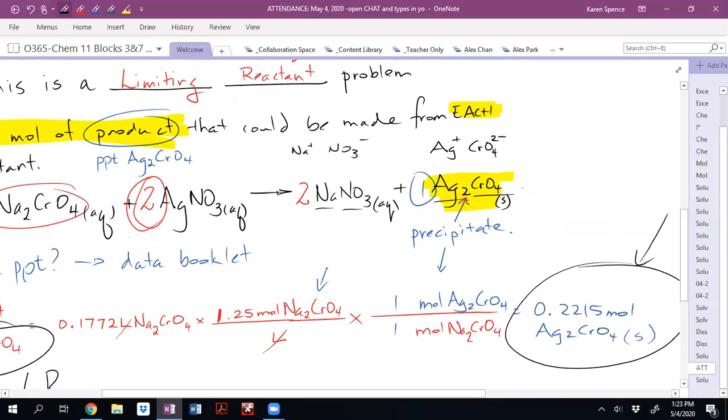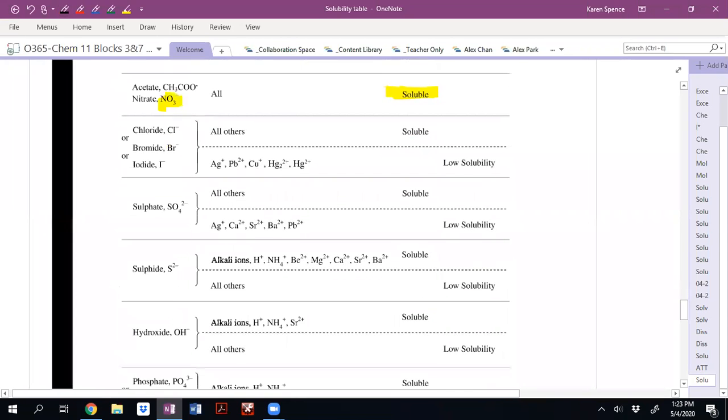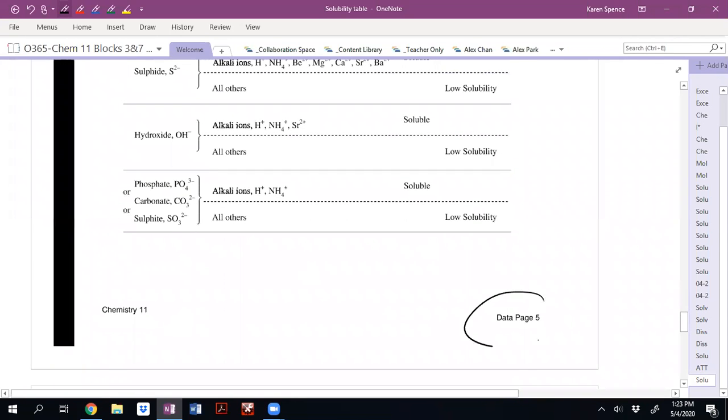So you are going to go to your data booklet, okay? And we're going to look up those combinations of ions. So let's go look at our data booklet. We are looking for the combination of Na with NO3, and we're going to try and find out if that's aqueous or not, and we're going to look up the combination of silver and chromate. This is on page 5 of the data booklet.